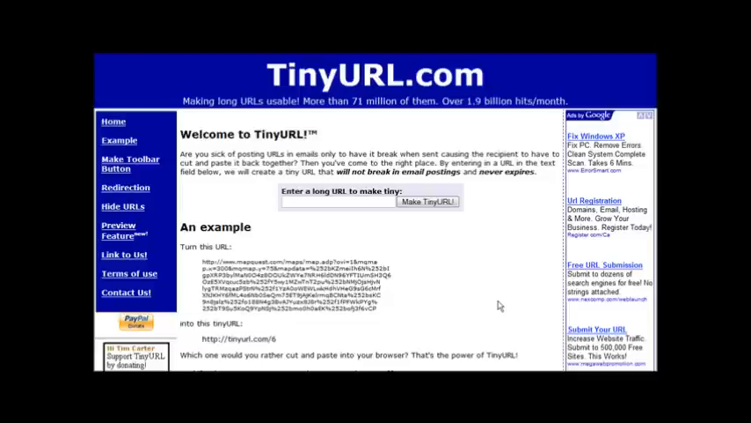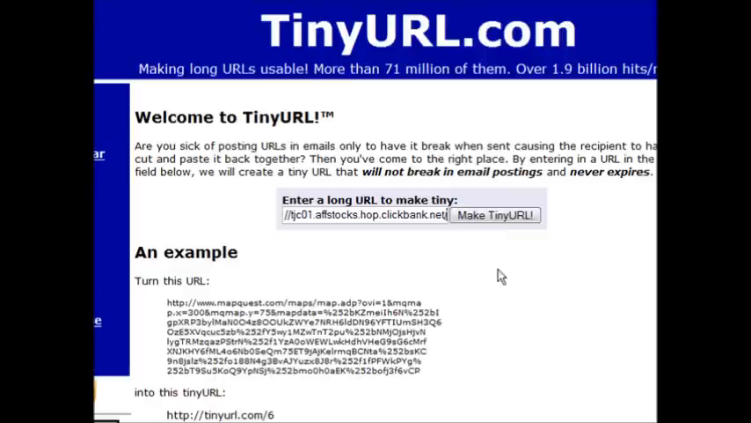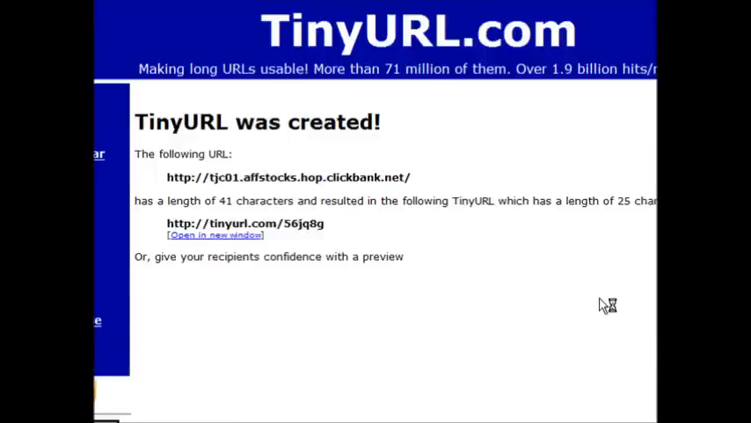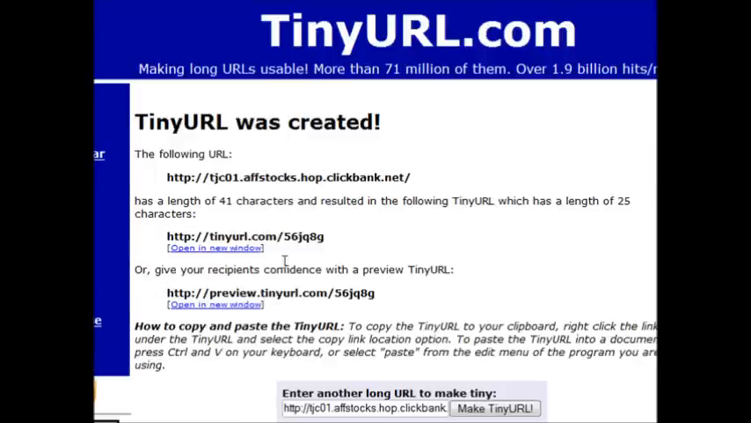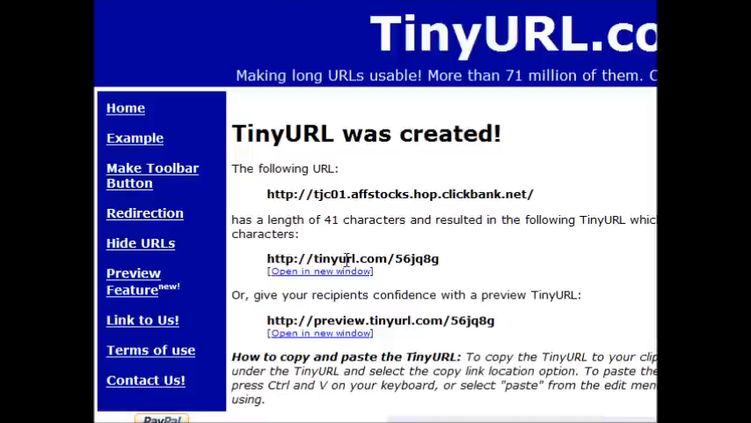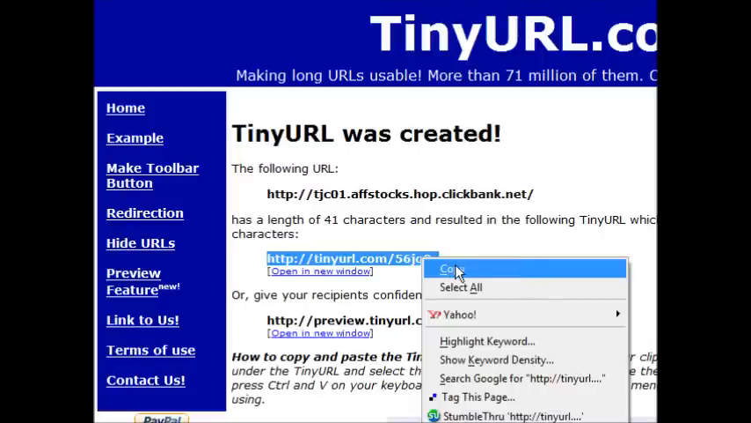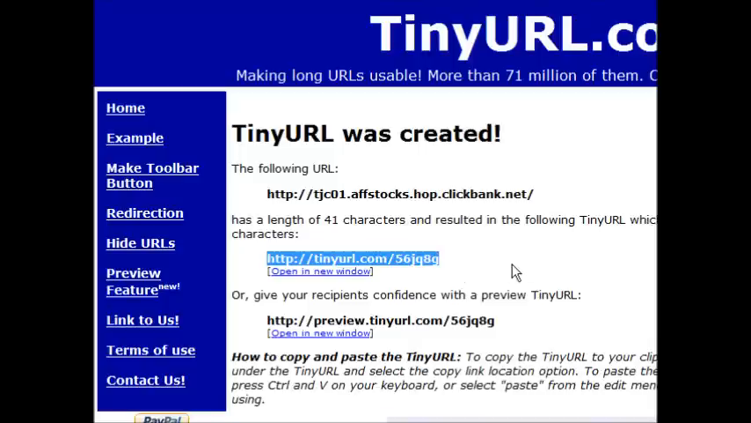One of the easiest ways to do this is to use a service like PinURL or TinyURL. Just go to their site, and all you have to do is enter your URL in here and then click Make TinyURL. Now what it does is it creates a URL that looks like this, and you can put that in there because nobody is going to know what you're promoting by looking at this.